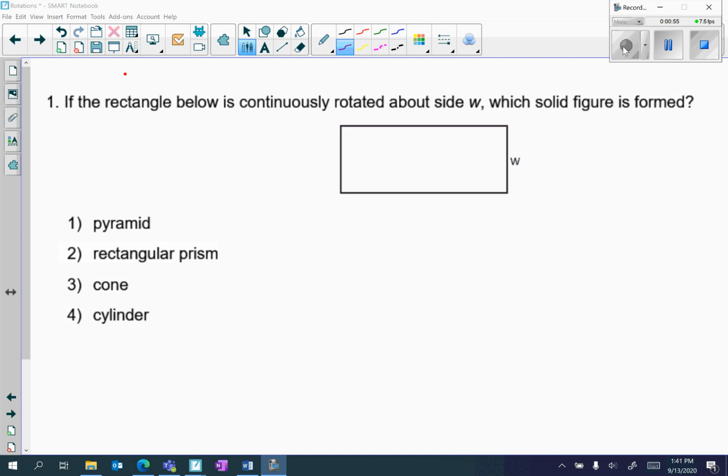Let's take a look at the first example. If the rectangle below is continuously rotated about side W, which solid figure is formed? Is it a pyramid, rectangular prism, cone, or cylinder? So we have to visually think, if we take a rectangle and we rotate it continuously, we are going to end up with a cylinder. Remember, it has to have a circle in it.